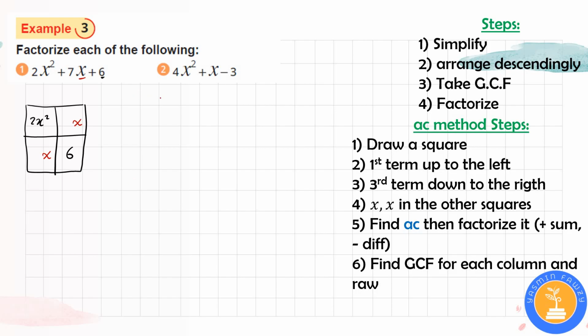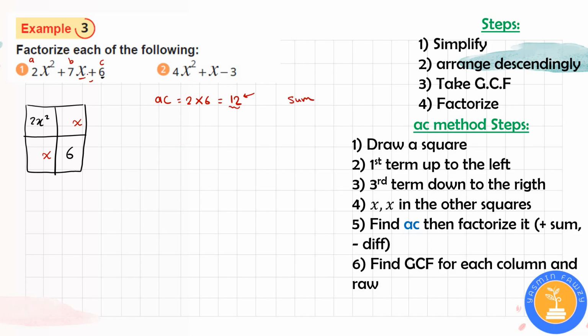This method is called the AC method. AC means what? A is the coefficient of x squared, B is the coefficient of x, and C is the constant. So AC means I will multiply the coefficient of x squared and the constant, which is 2 and 6, equals 12. So instead of finding the factors of C, I will find the factors of AC. So I'm looking for the factors of 12 and the sum or difference.